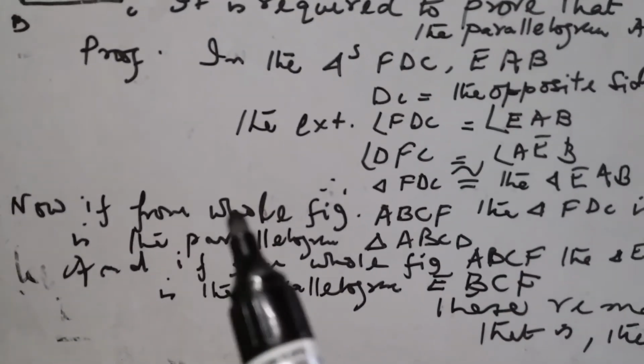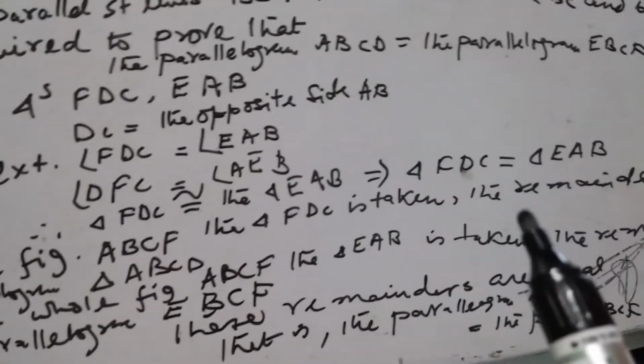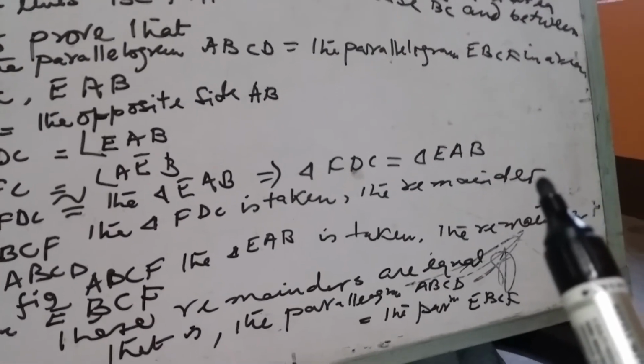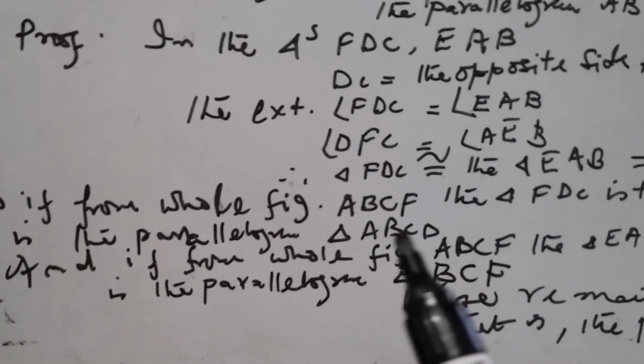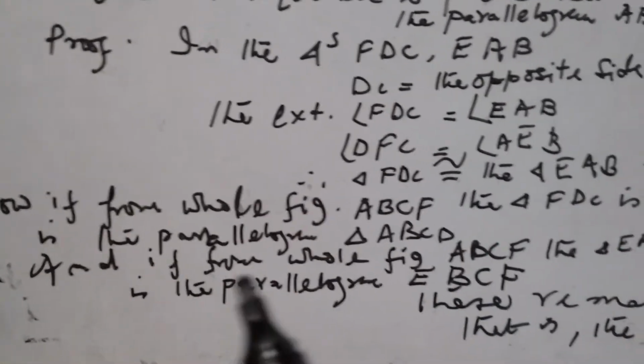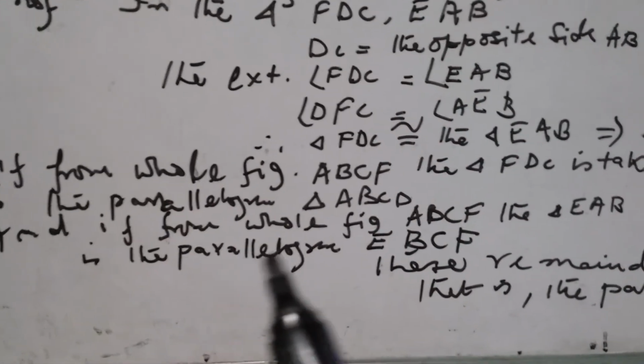And now if from the whole figure ABCF, FDC is taken, the remainder is the parallelogram ABCD, and if from the whole figure ABCF, EAB is taken, the remainder is the parallelogram EBCF.